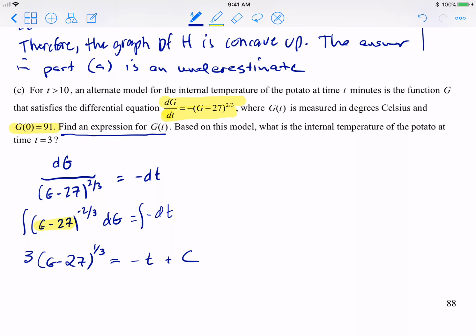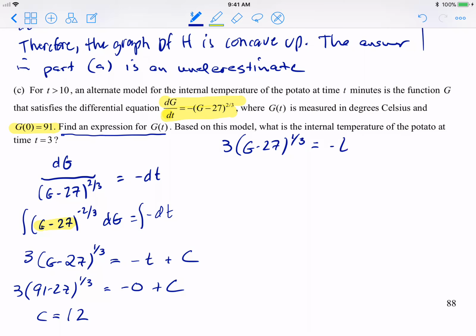We're going to use our initial condition now to figure out what c is. So this is 3 times (91 minus 27) to the 1/3 equals negative 0 plus c. And so c is whatever this number happens to be, and if you do the calculation, it's equal to 12. So now, back up here, we have 3 times (g minus 27) to the 1/3 equals negative t plus 12.